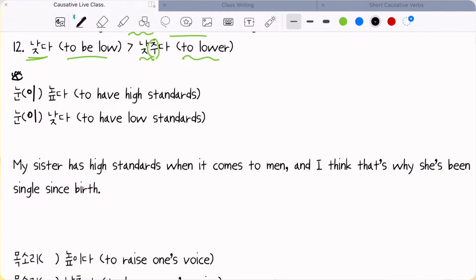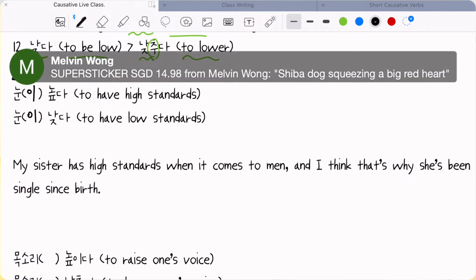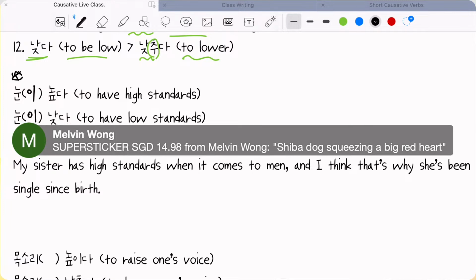Oh my gosh, I'm so sorry. In my live program, the super chat message appears like this: Shiba dog squeezing a big red heart. I didn't know what it meant, but it's a description of an emoji. Oh, okay. I'm so sorry. I thought, what a weird message to put on your super chat donation, so I just ignored it. But oh my gosh, I'm so sorry, Melvin. And thank you so much. I'm sorry for missing the proper gratitude. I hope you're still here listening to this. I'm so sorry I skipped it.